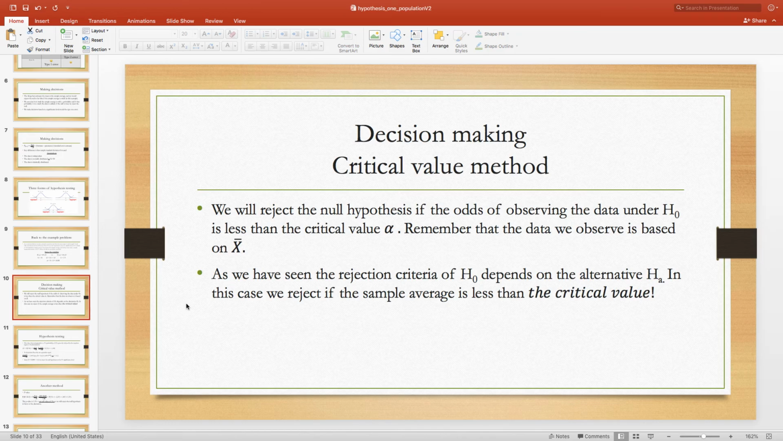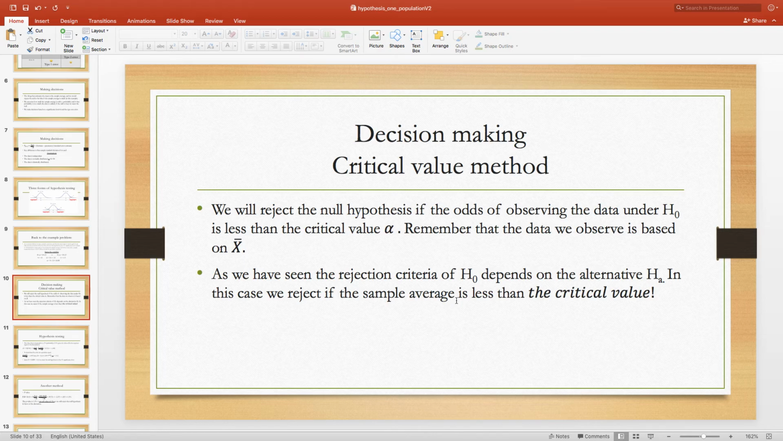We're going to use the critical value method, but another method you should be aware of is the p-value method. Let's proceed with the critical value method. We're going to reject the null hypothesis if the odds of observing the data under the null is less than the critical value of alpha. The data we observed is calculated by the sample average x bar.